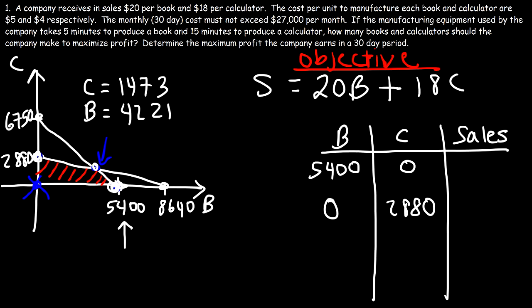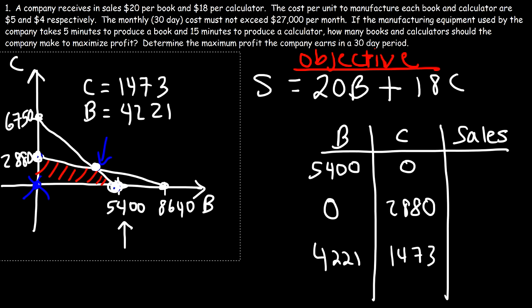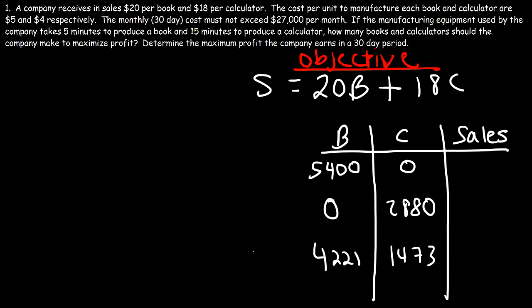And then finally, the point of intersection. We can see that B is 4,221 and C is 1473. So now we don't need this graph anymore. So now let's find out which of these values will produce the maximum sales.